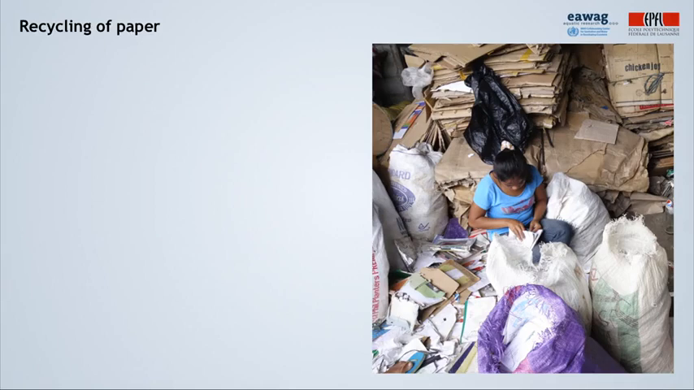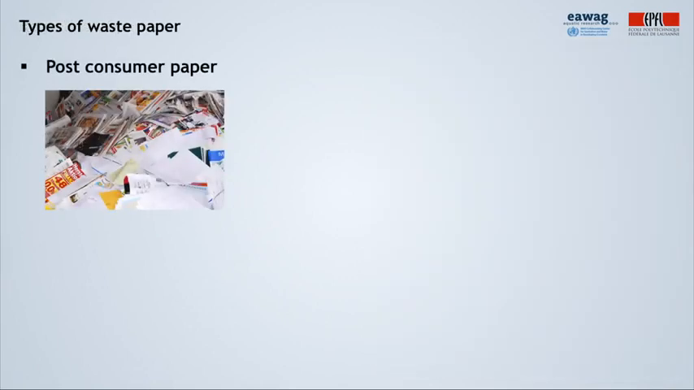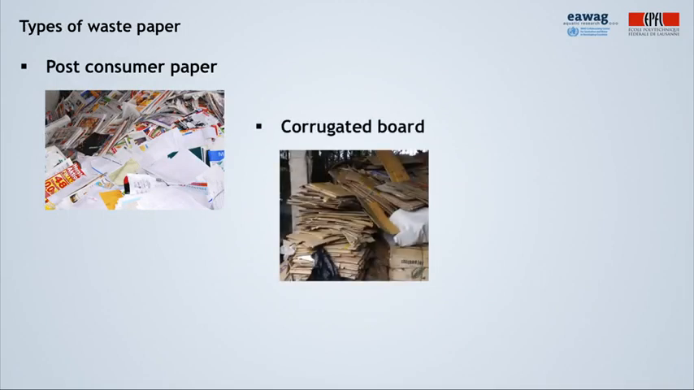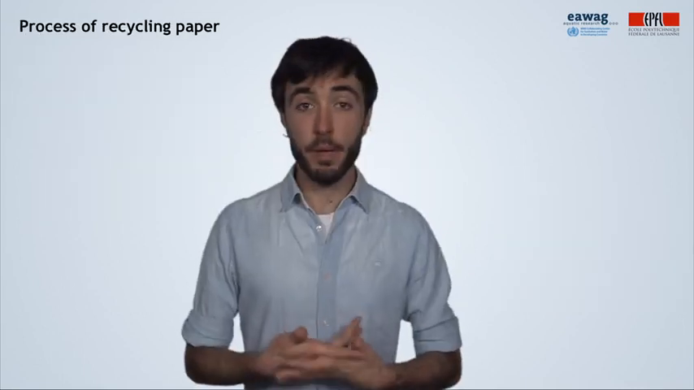We distinguish 3 types of waste paper. Post-consumer paper, these are for example newspapers and magazines. Corrugated board, most of the times obtained from commerce. And high-grade paper, printing paper for instance, often coming from businesses. The paper recycling process involves several steps.